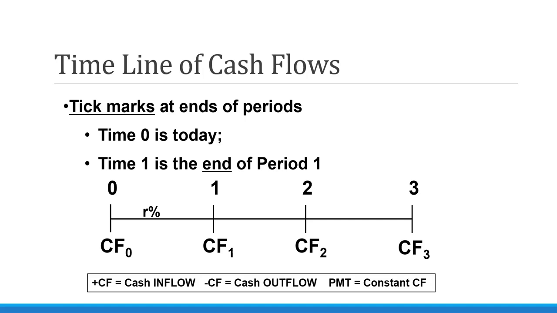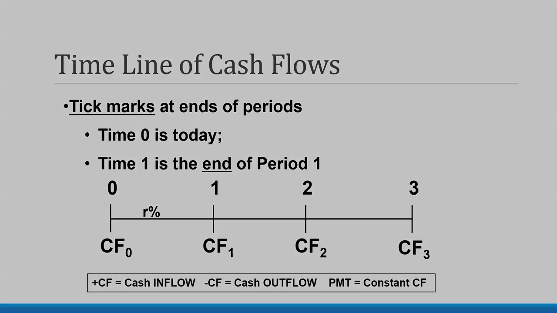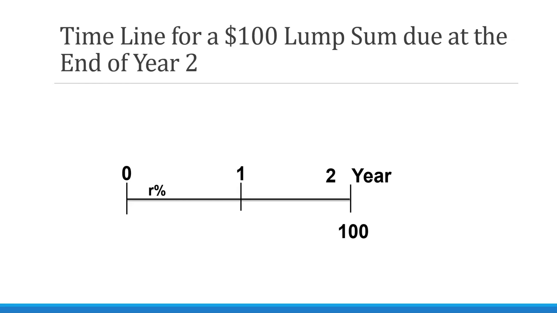And we're going to start looking at some examples of how this works in calculations. So we have a timeline for a $100 lump sum due at the end of year 2. So we have 0 right now, and in year 2 we're going to get $100. So we can see that that timeline would be 0, which is right now, 1, which is the end of year 1, and 2, which is the end of year 2.